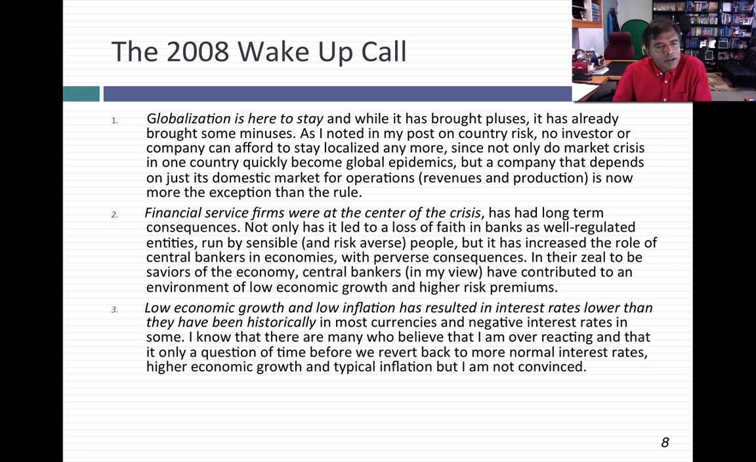Second, 2008 led me to lose faith in financial service firms. That's a post waiting to happen. We all lost faith in banks. We used to think that banks were solidly run enterprises that were well regulated. No longer. And that's led to some perverse consequences. We've actually put more faith into central banks to get us out of this. And guess what? The central bankers have obliged.